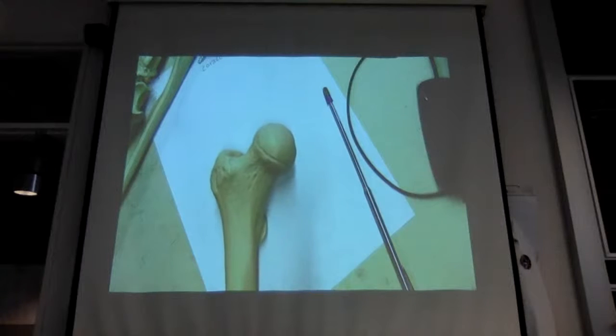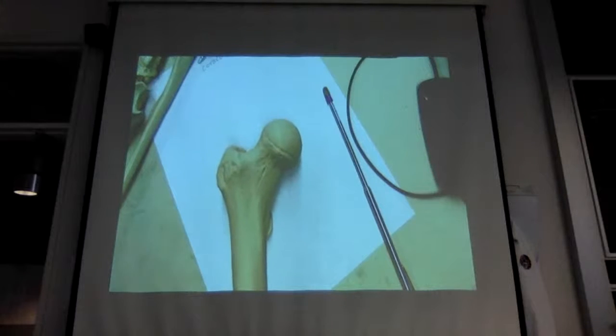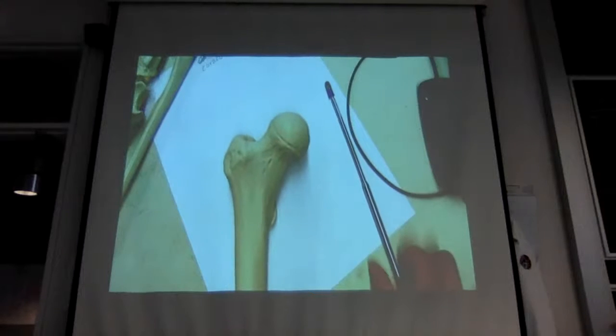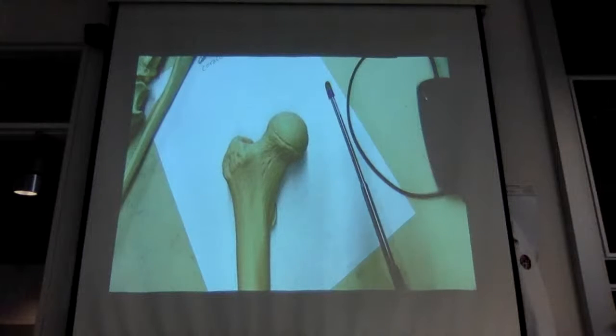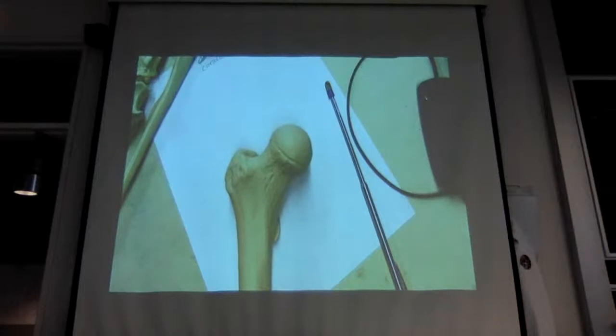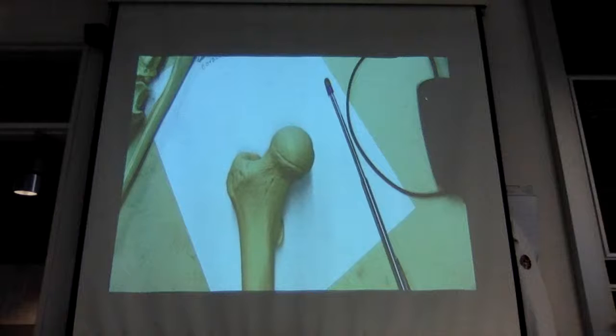You might want to follow on with the notes at this point, since we haven't gone over this together. What slide is the femur? Slide 13? Thank you. Okay.